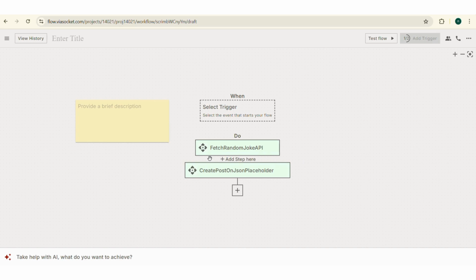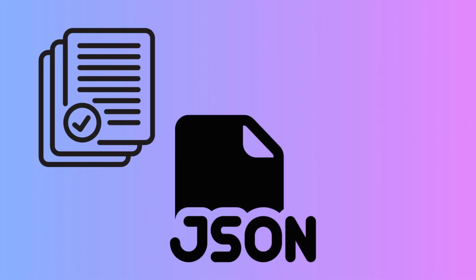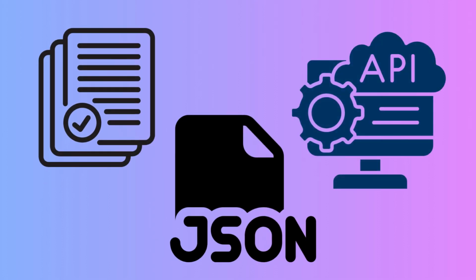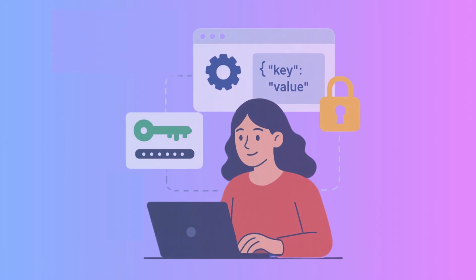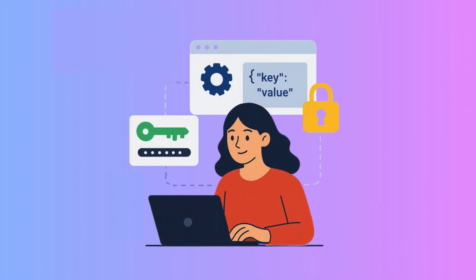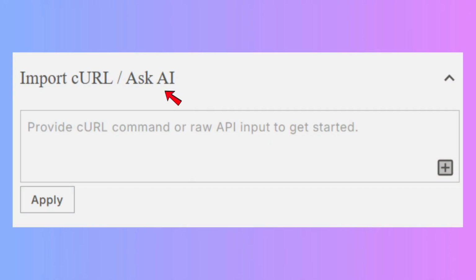And that's it. With viaSocket's HTTP API request tool, you can easily integrate external APIs into your workflows without writing a single line of code. By testing your request using JSON format and keeping your APIs secure, you ensure that your workflows run flawlessly every time. You can also ask AI to add a custom API step into your flow.